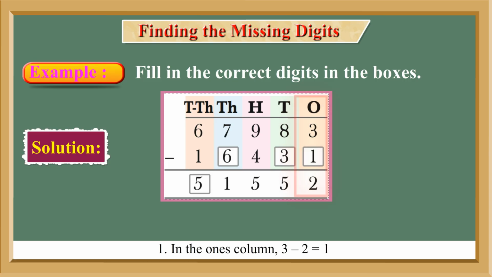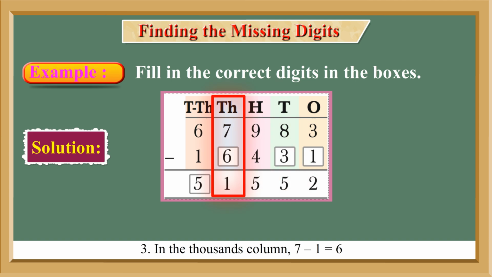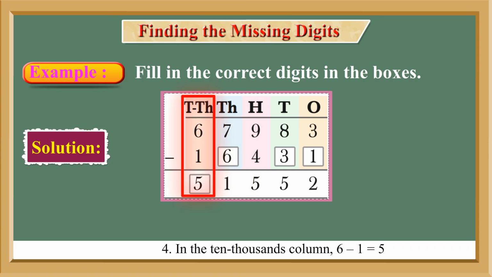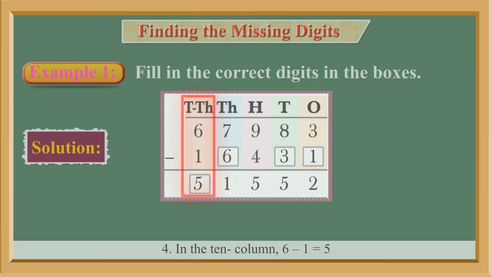Hint. First, in the ones column, 3 minus 2 is 1. Second, in the tens column, 8 minus 5 is 3. Third, in the thousands column, 7 minus 1 is equal to 6. Fourth, in the ten thousands column, 6 minus 1 is equal to 5.